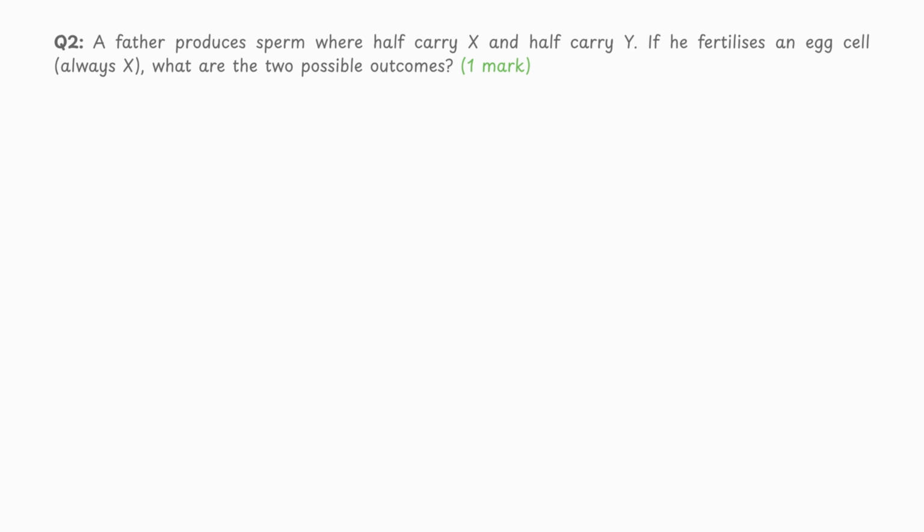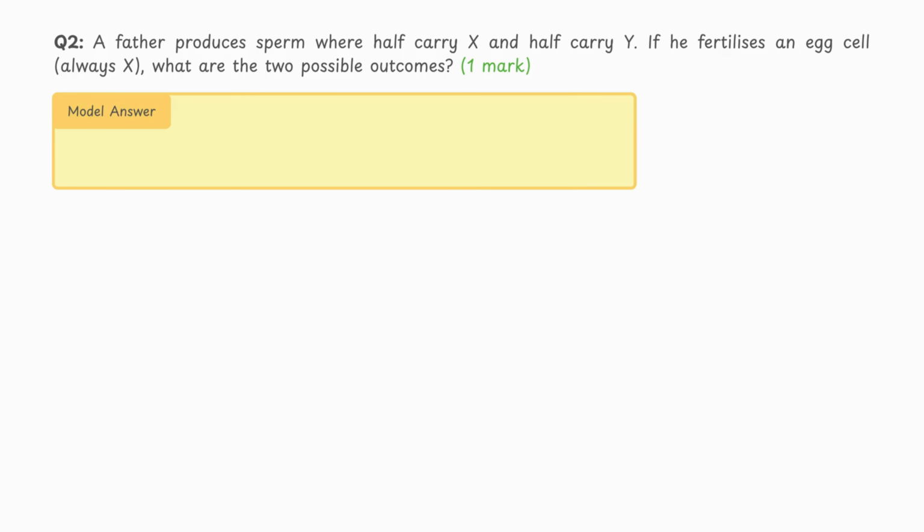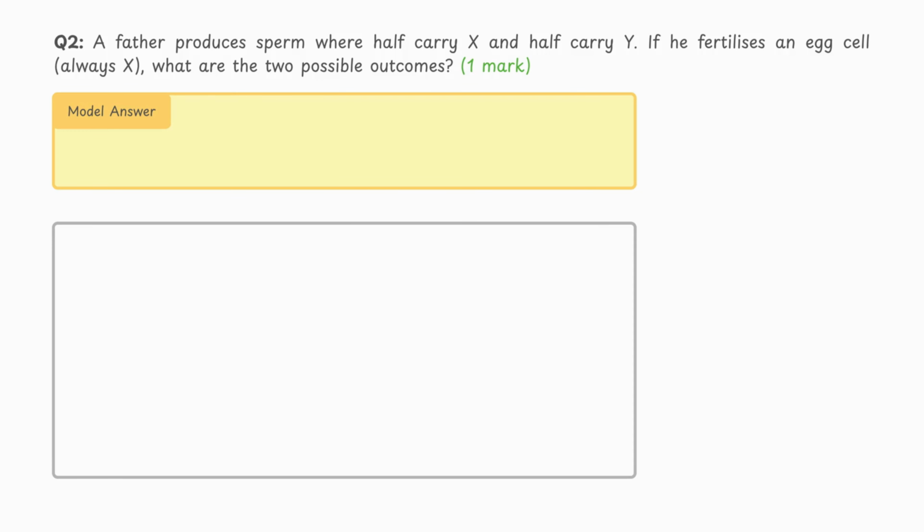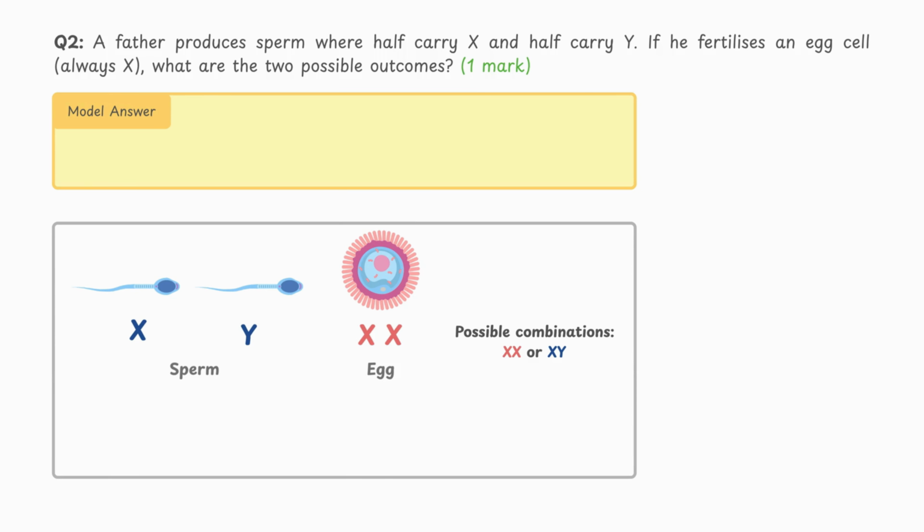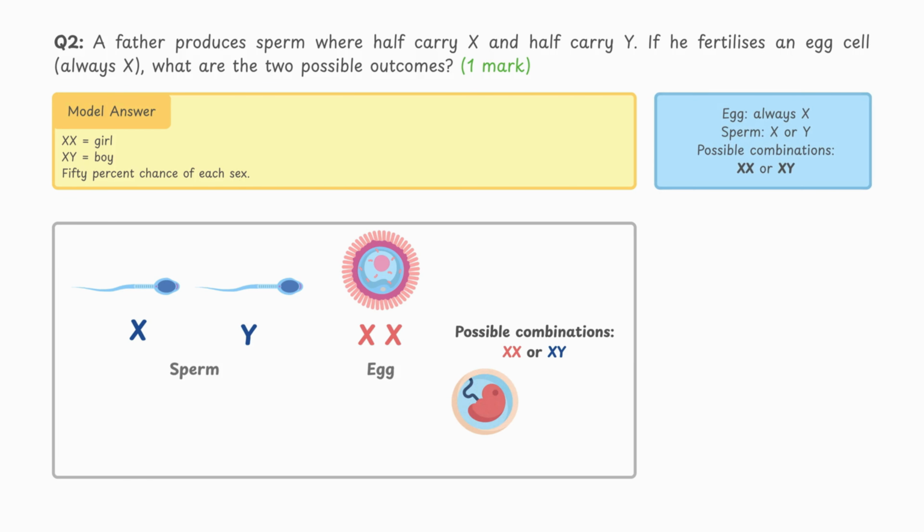Next, a father produces sperm where half carry X and half carry Y. If he fertilizes an egg cell, what are the possible outcomes? The possible combinations are XX and XY. This means there is a 50% chance of a girl and a 50% chance of a boy.